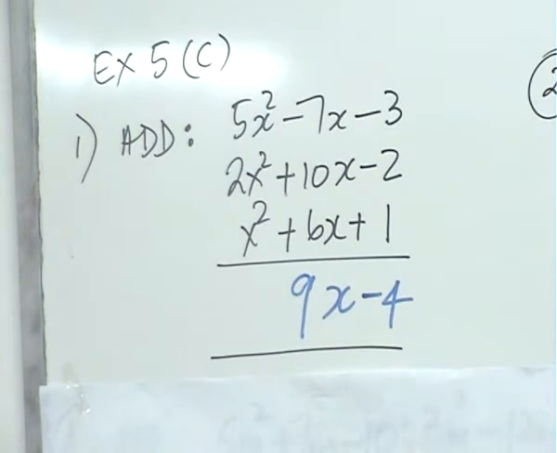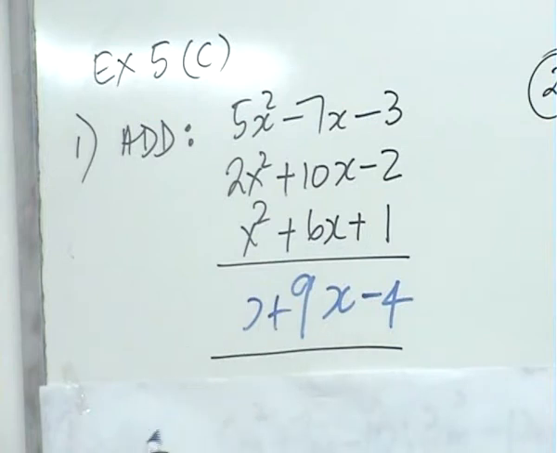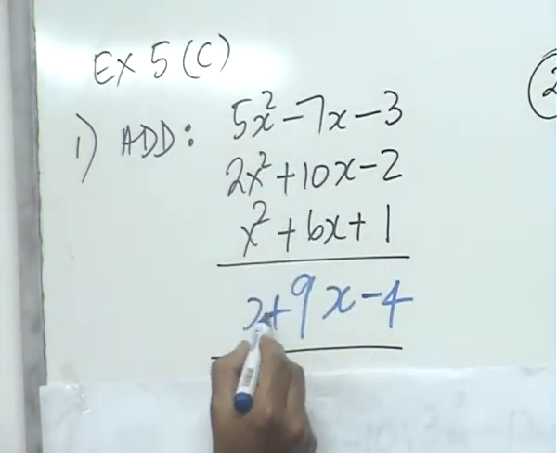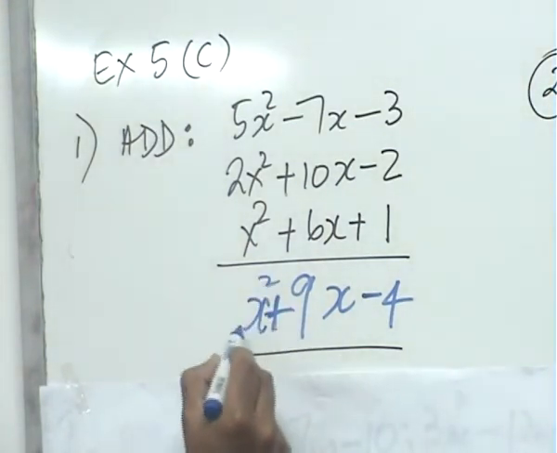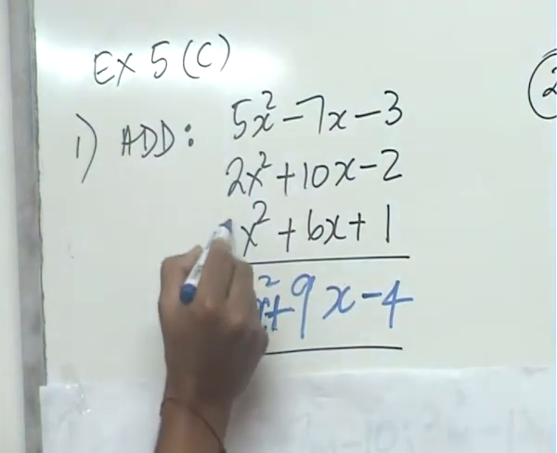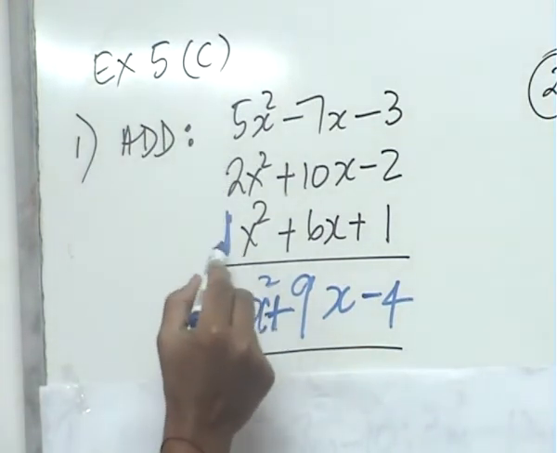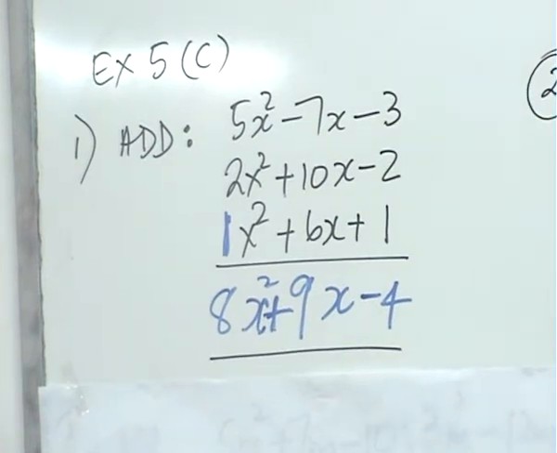So that's done. This column is for x squared. Now 9 is plus 9 actually. 6 and 10, 16. 16 minus 7 is 9. It's a plus 9. This column is for x squared. Now understand that the 1 is understood here. And everything here is plus. So 5 plus 2 plus 1 gives you 8. So the final answer for number 1 is 8x squared plus 9x minus 4.